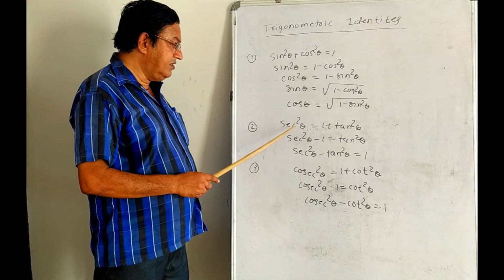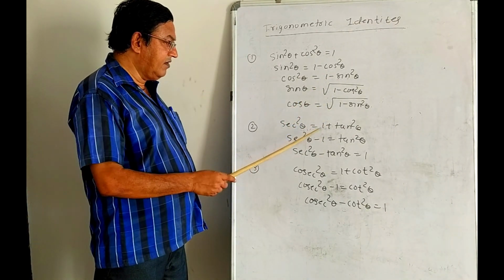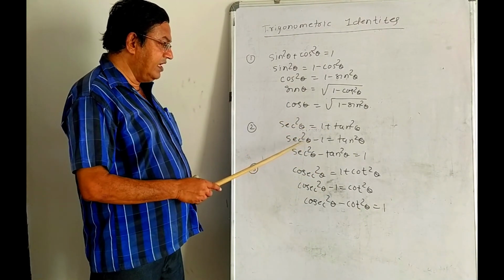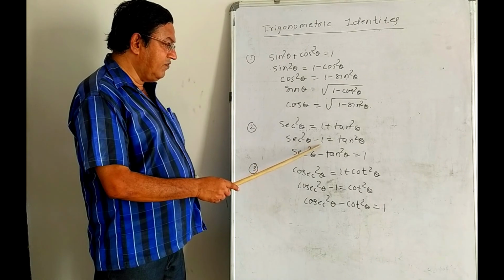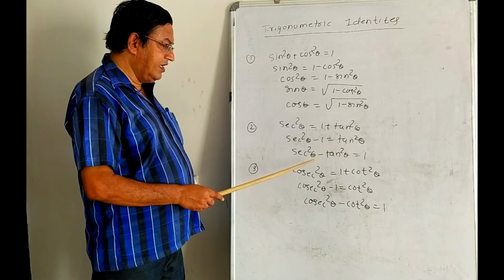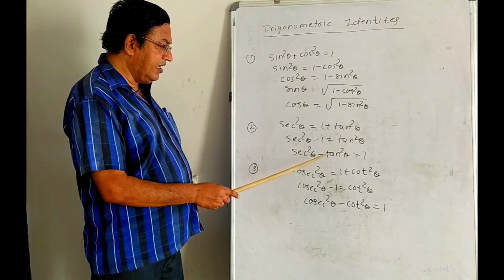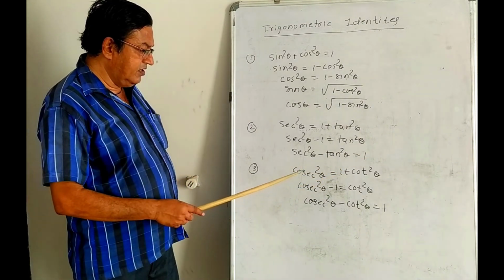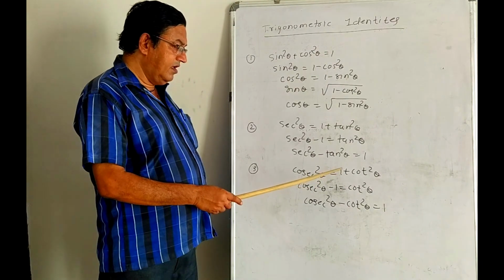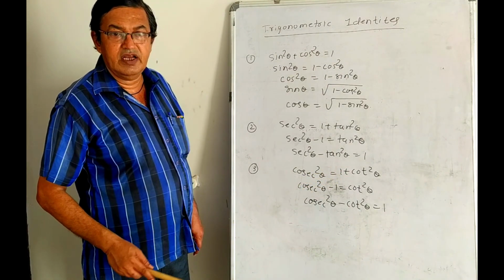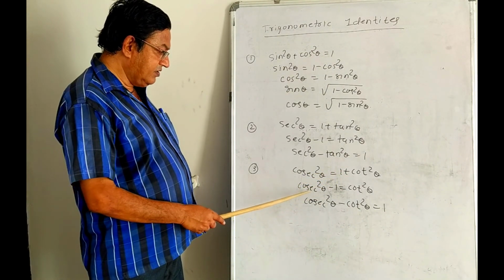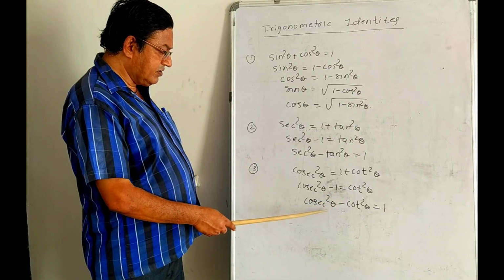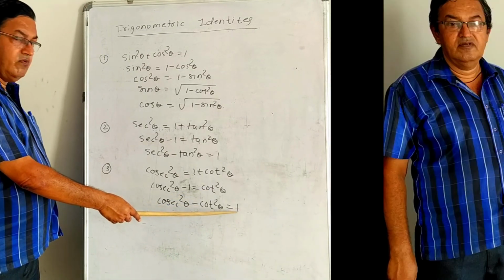The next one is sec square theta equals 1 plus tan square theta. This can also be used as sec square theta minus 1 equals tan square theta, or sec square theta minus tan square theta equals 1. The last one is cosec square theta equals 1 plus cot square theta. This also can be used as cosec square theta minus 1 equals cot square theta, or cosec square theta minus cot square theta equals 1.